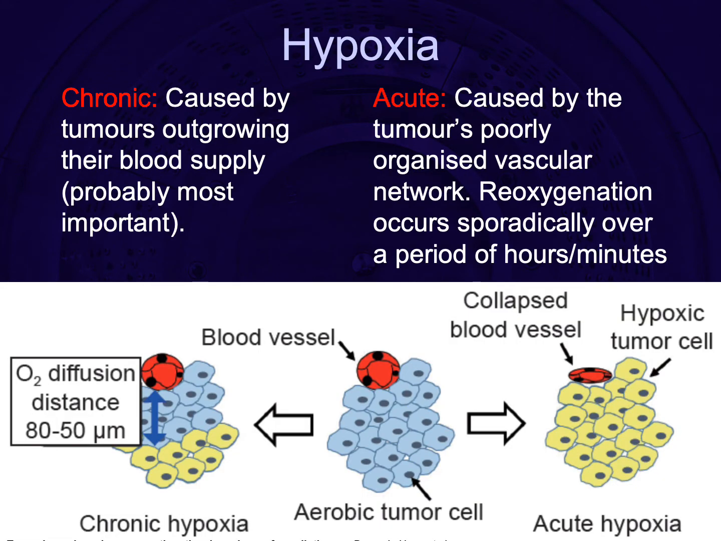Hypoxia can be divided into two different types. Chronic hypoxia is caused by the tumours outgrowing their blood supply, and it's probably the most important. But you also have acute hypoxia, and that's caused by the tumour's poorly organised vascular network. And re-oxygenation occurs sporadically over a period of hours or minutes.